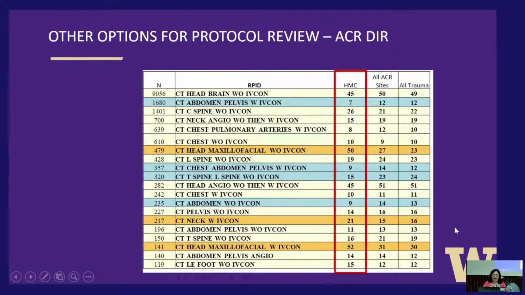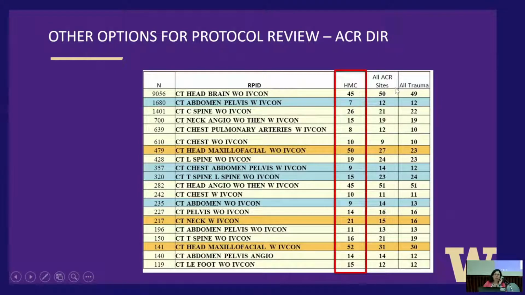The other thing, as we have mentioned throughout the week, is comparing your protocols on a quarterly basis, semi-annual basis, however you want to do it, to the dose index registry. So this is for one of my hospitals. I have my names for my protocols. The N is the number of exams. And I want to compare my doses on a regular basis to all the American College of Radiology sites. But Harborview is a trauma center, so I also want to compare it to trauma.